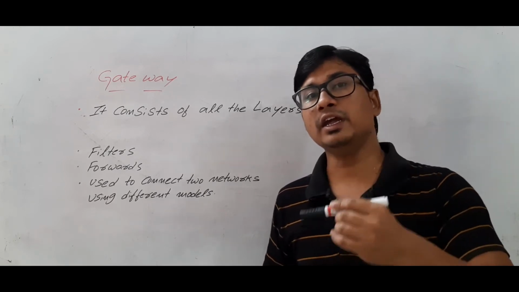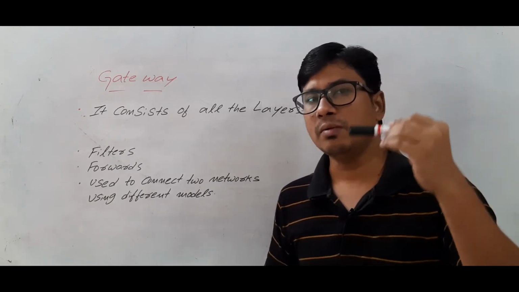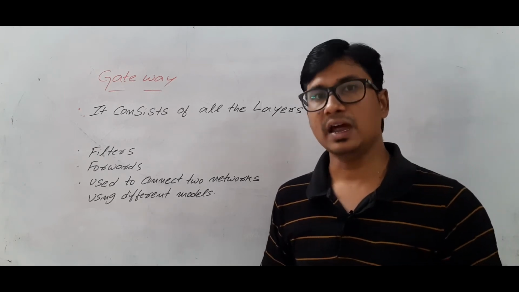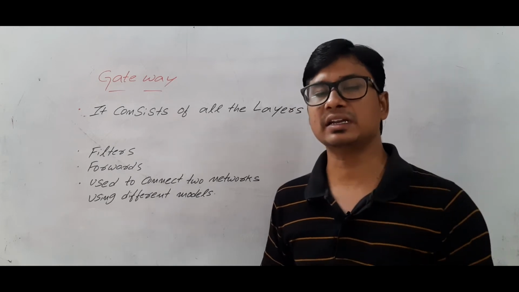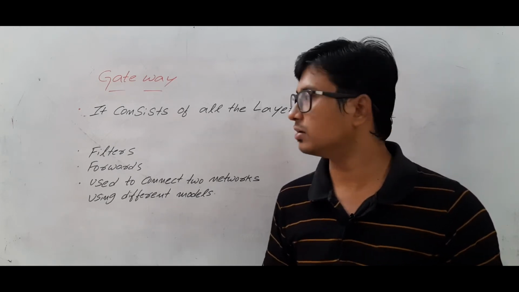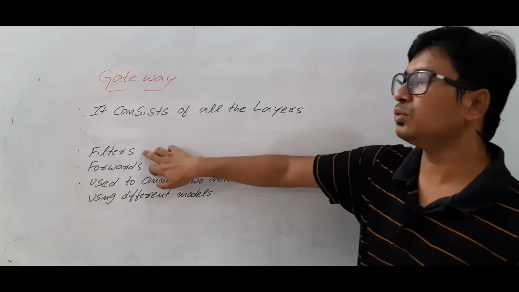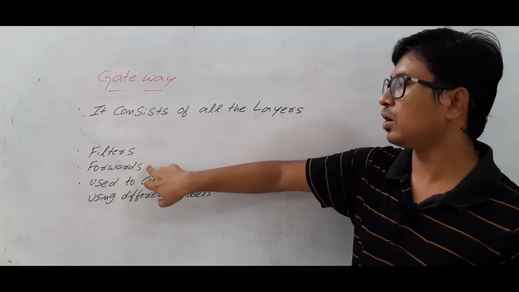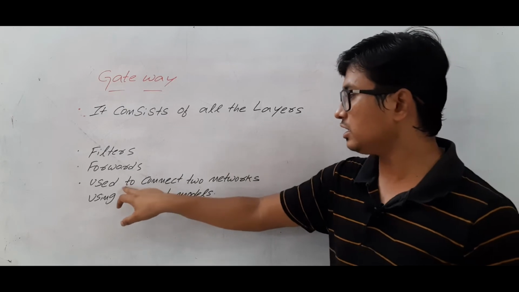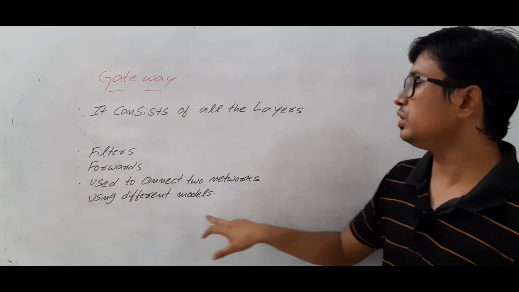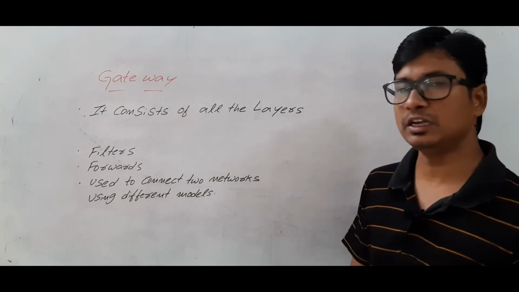Then it can identify the port address in the packet and also the IP address in the packet and even the MAC address in the packet. Am I right or wrong? So it can do packet filtering and also it can forward the packets. And it is used to connect two networks using different models.